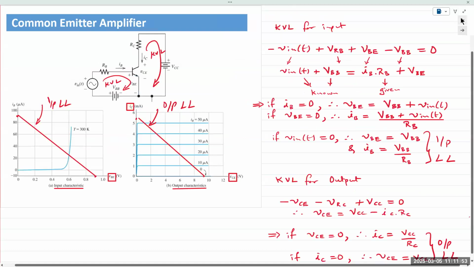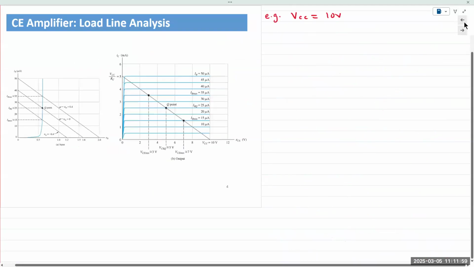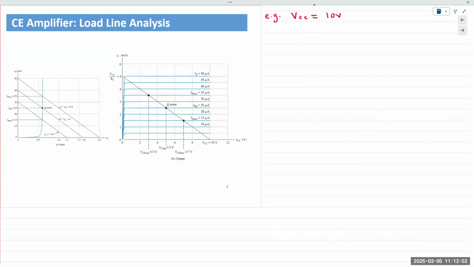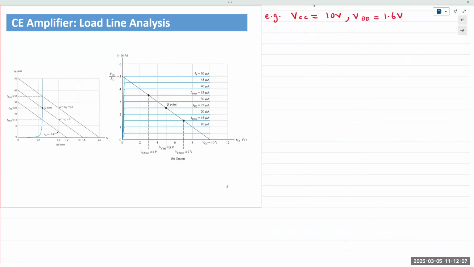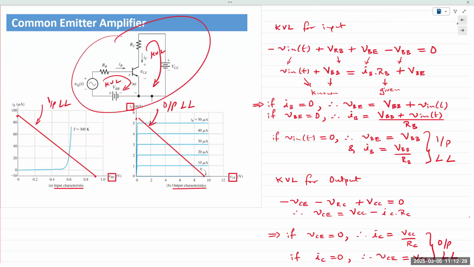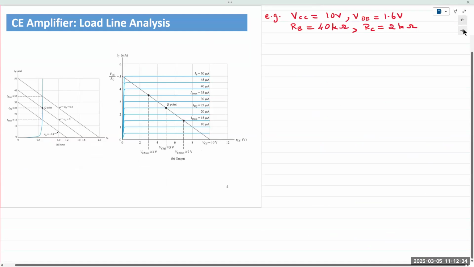Actually, the circuit, I believe I had some values here. Actually, I don't. All right, so VCC is given as 10 volts. VBB, base biasing, is 1.6 volts. Base resistor RB is 40K. RC, collector resistor, is 2 kilo ohms. And there was no RE in this example. This circuit has only RC and RB. It's the simplest of biasing circuits and the simplest of CE amplifiers.